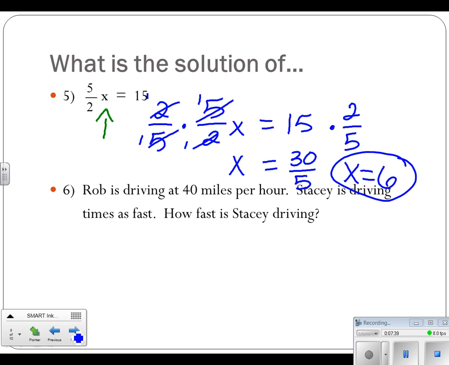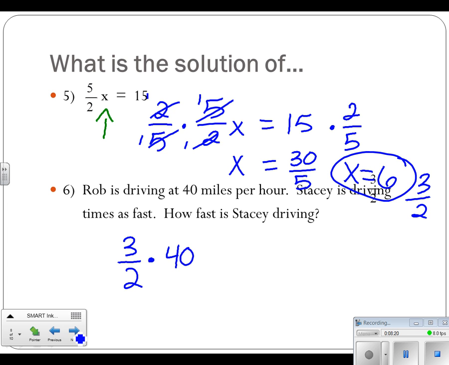Rob is driving at 40 miles per hour. Stacy is driving 3 halves, so 3 over 2, times as fast. How fast is Stacy driving? So Stacy is going 3 over 2 times what Rob is going, which is 40. So she's going 3 halves as much, which would be 1 1/2 times what Rob is going.